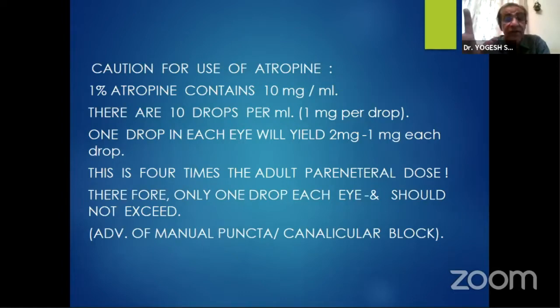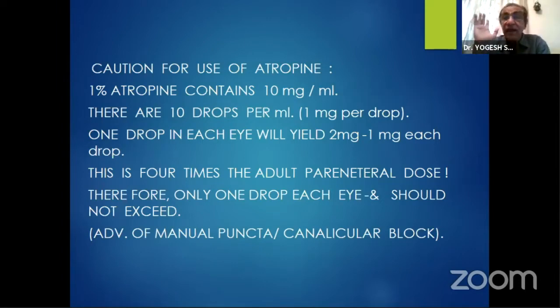Listen carefully. If you put it in both eyes, it is 4 milligrams. This is 4 times the adult parenteral dose. You only give 0.4 milligram when you give IV atropine. So this is 4 times the dose of a parenteral dose in an adult. Therefore, only 1 drop in each eye should not be exceeded.